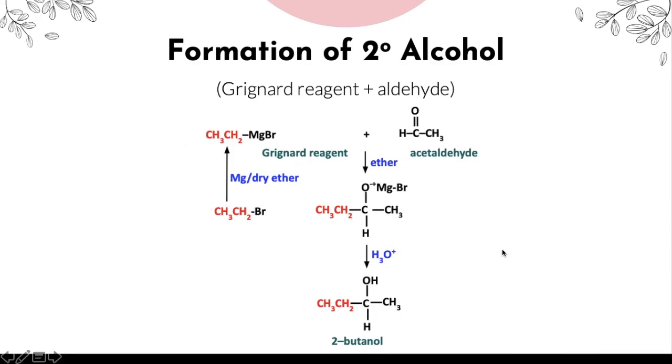This is an example for formation of secondary alcohol. Here we use acetaldehyde, where the carbon is only attached to one R group, only one C, and the other side is H. So the product is 2-butanol. The carbon has 2 carbons attached to it, so this is a secondary carbon, making this compound secondary alcohol.